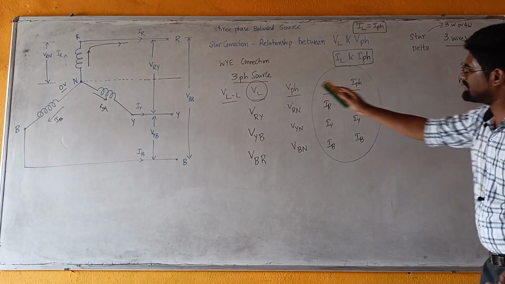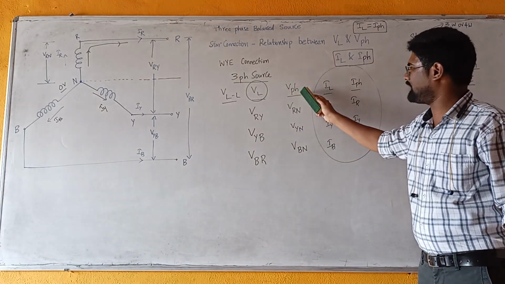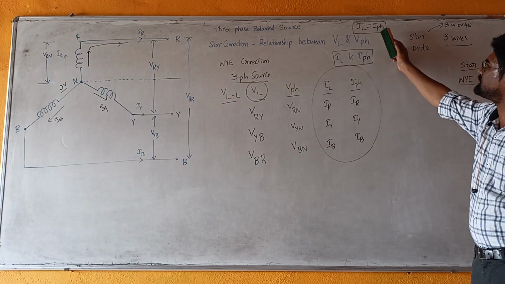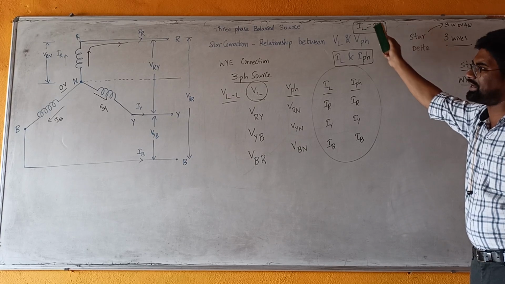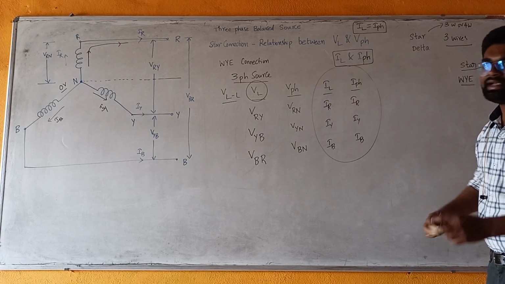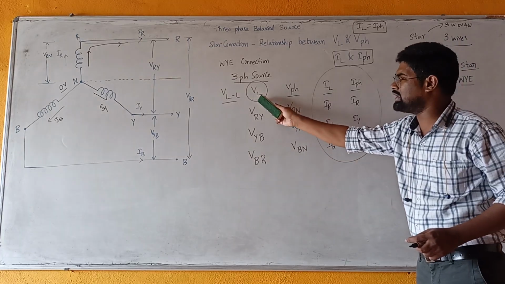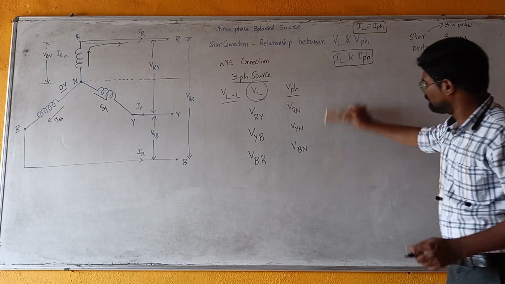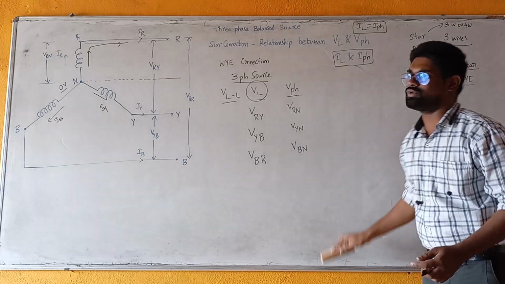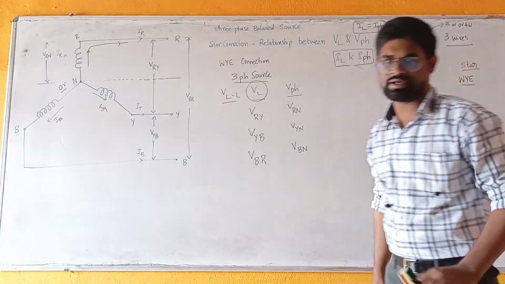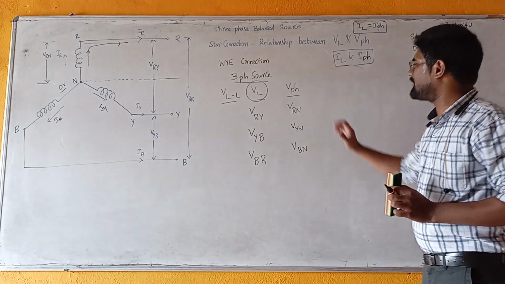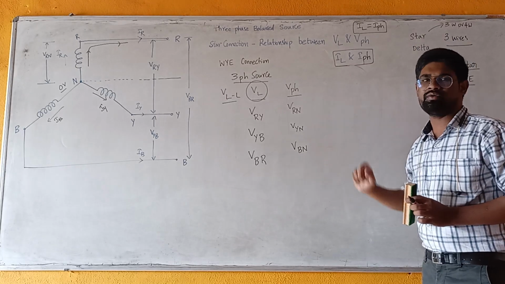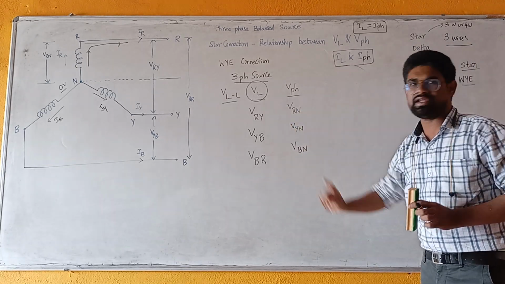Now these are the various parameters: line voltage, phase voltage, line current, phase current. We have already derived the relationship between line current and phase current from the connection diagram. So let us derive the relationship between line voltage and phase voltage. Now, while discussing line and phase voltages, there arises a question: what about the magnitude of these three voltages? What are the values of these three voltages?